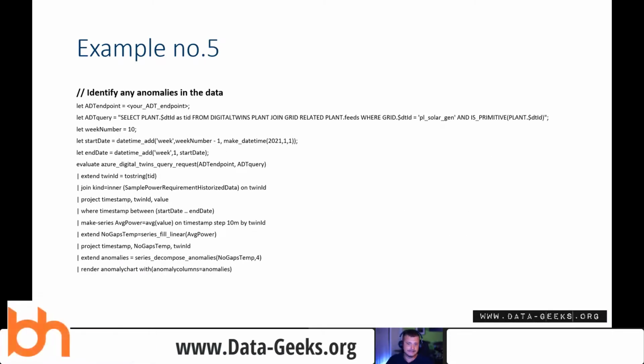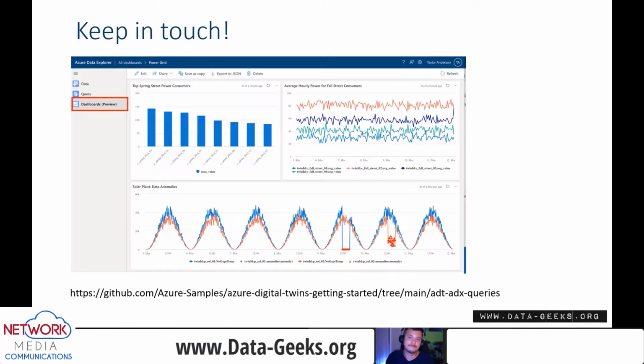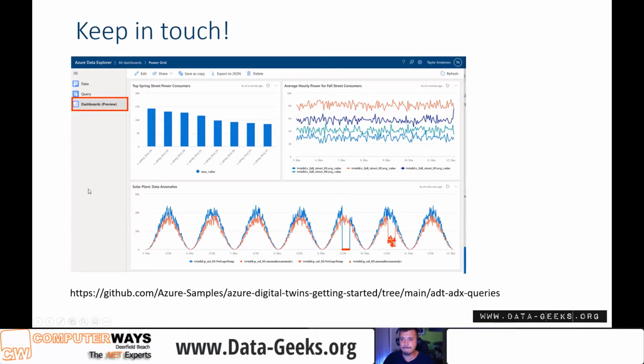And this is the final step. Render with extend, obviously, with some functionality in ADX that you can find in ADX, for example anomaly detection, and then render in an anomaly chart. I'm finishing. This is the dashboard, okay. All these examples, you can find them in GitHub.